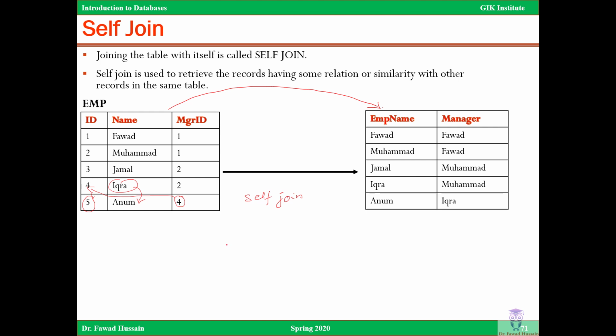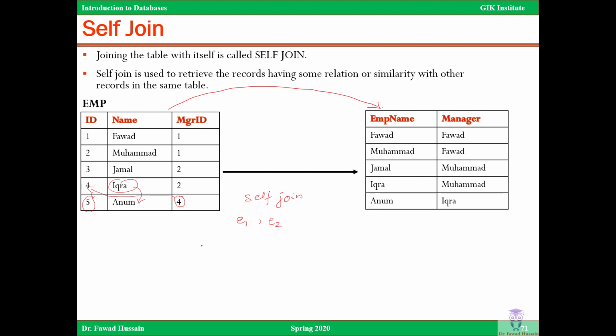So how does a self join work? Basically, as you know, a join is between two tables. So I am going to create a copy of this employee table and have a join of the first copy with the second copy. So let's say I have two copies. The first one, let me call it E1, and the second one, let me call it E2. So E1 is also referring to this table and E2 is also referring to this table.